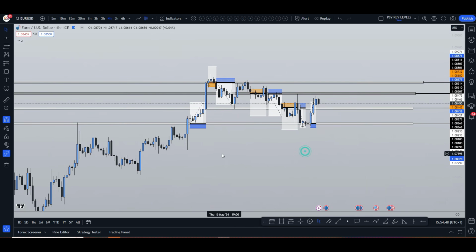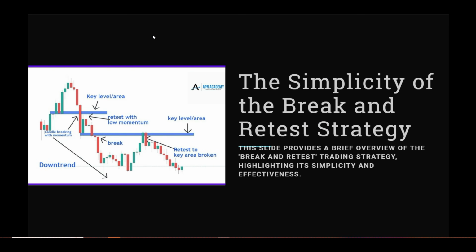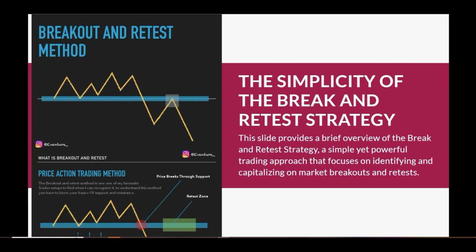So why do I think that, compared to the other strategies out there, break and retest is the most simple? Well, let's go over this. First of all, it's just the simplicity of it, right? We just mark out zones. Look at this, guys. Look how simple this is.